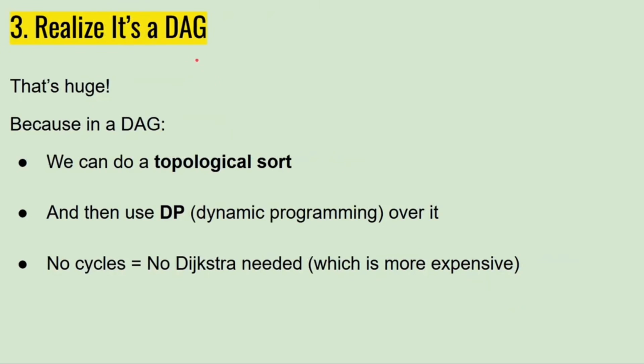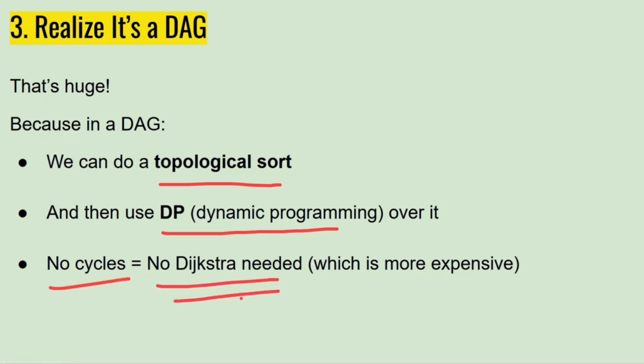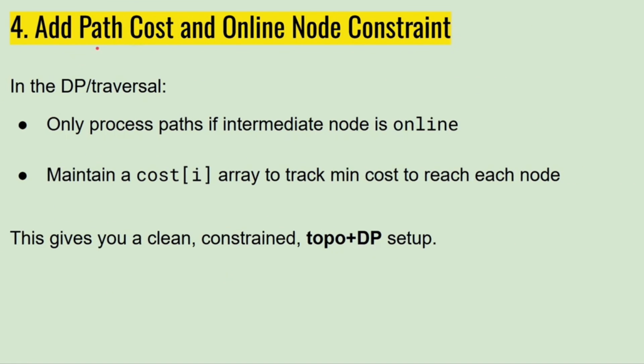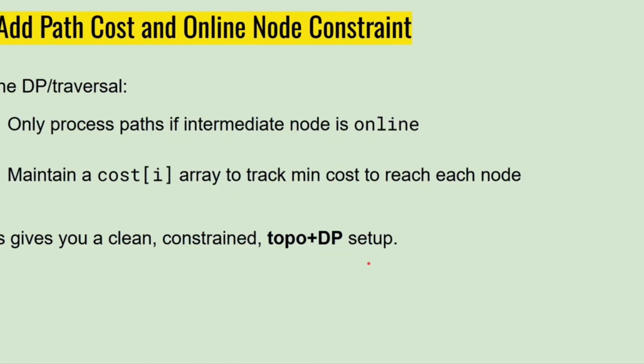So now we will realize it's a DAG, right? So that's very helpful, because it's a DAG. So we can do a topological sorting, and then we'll use DP over it. And if there is no cycle, no Dijkstra needed, right? Because it's expensive. Then we'll check the path cost and online node constraint. So we have the DP or traversal will do. So only process the path where the interim node is online, and maintain a cost array to track minimum cost to reach each node, right? And that will give you the constraint DP plus topological sort setup.